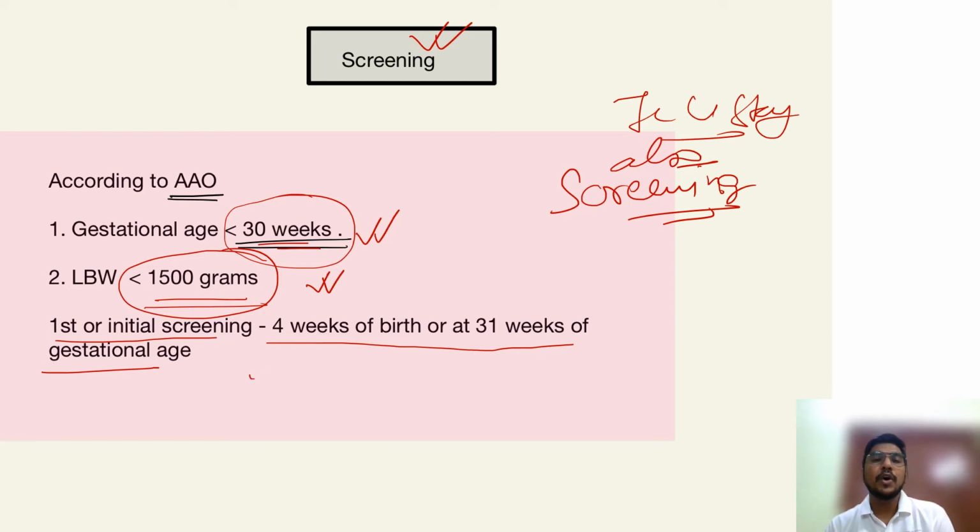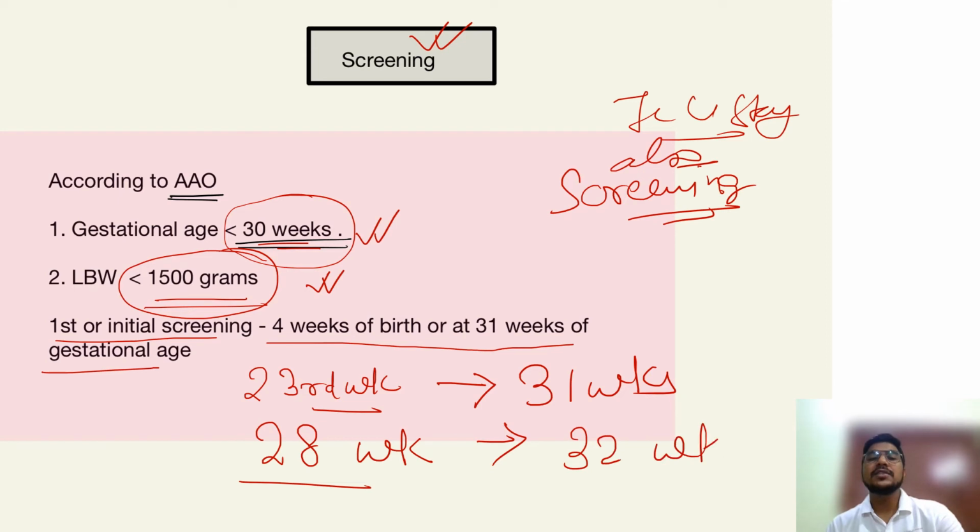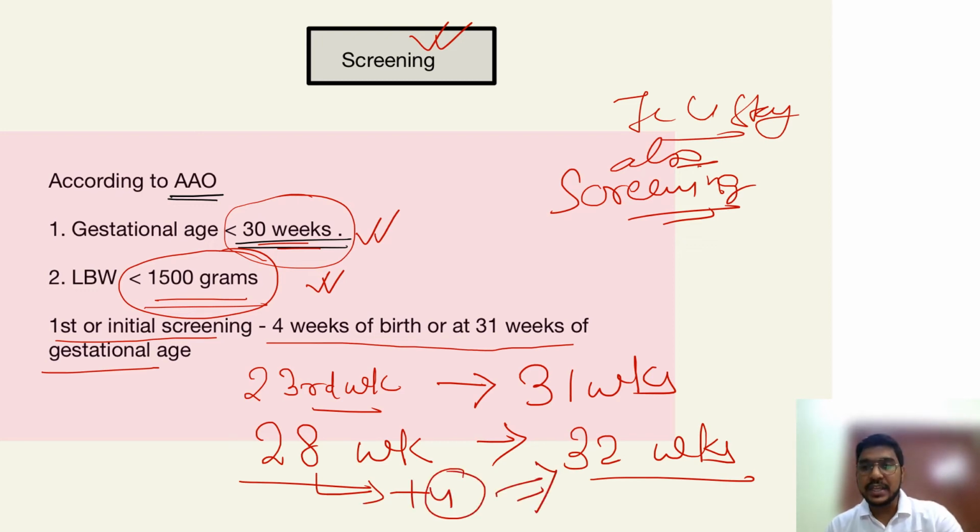Suppose a baby is born at the 23rd week of gestation. When are you going to do this? You are going to do the first screening around 31 weeks only. And when the baby is born around 28 weeks, then you are going to do the first screening at 32 weeks, because 28 plus 4 results in 32, so you have to add 4 weeks, which means you should not do the first screening before 31 weeks.